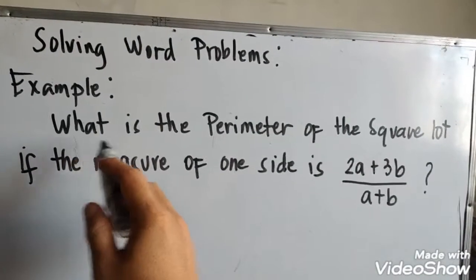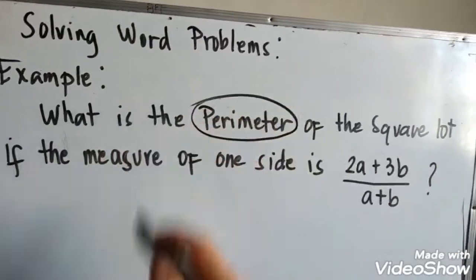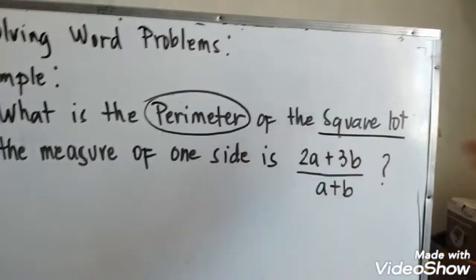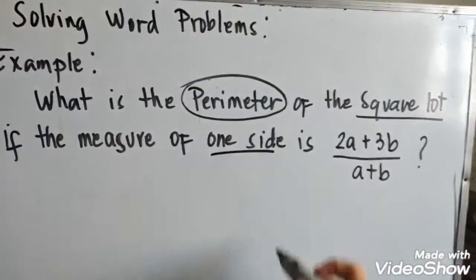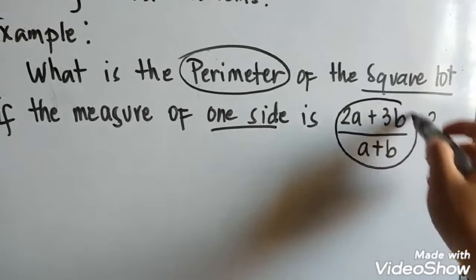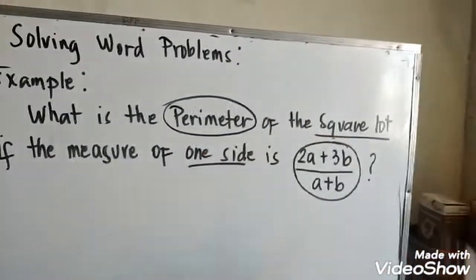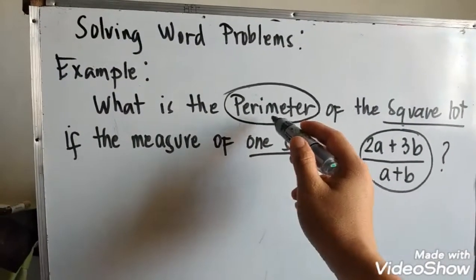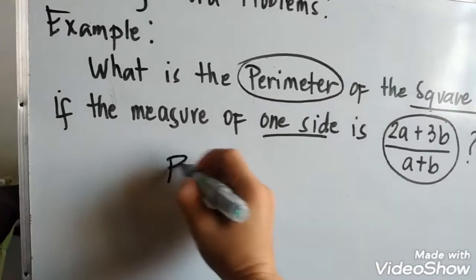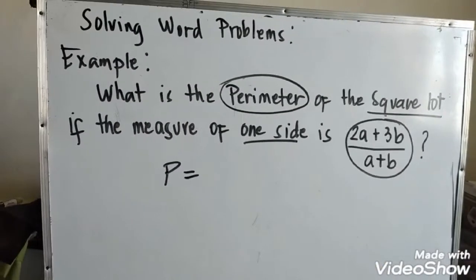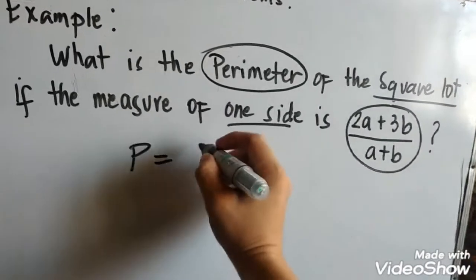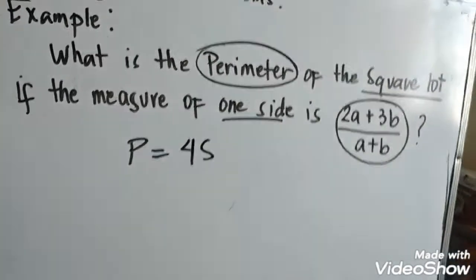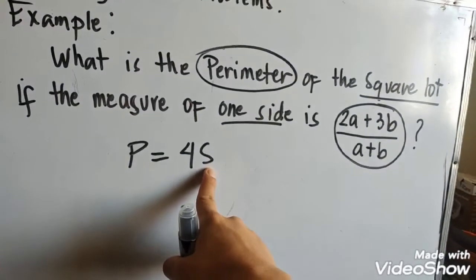So, I have here the question, what is the perimeter? So, we are looking for the perimeter of what? Of a square lot, if the measure of one side is 2a plus 3b. So, based from the given, we have perimeter, meaning to say we need the formula in finding the perimeter of a square. So, how to find the perimeter of a square? The formula is P, perimeter, is equal to 4S. Now, S represents the side.